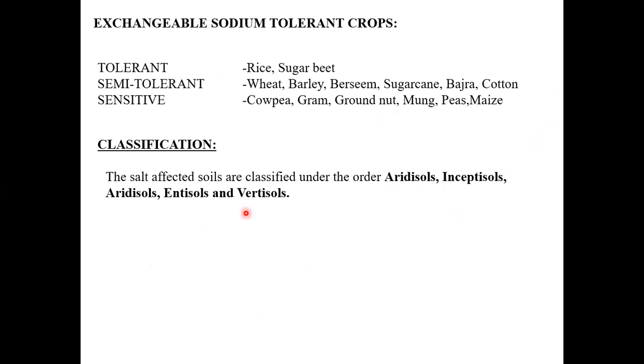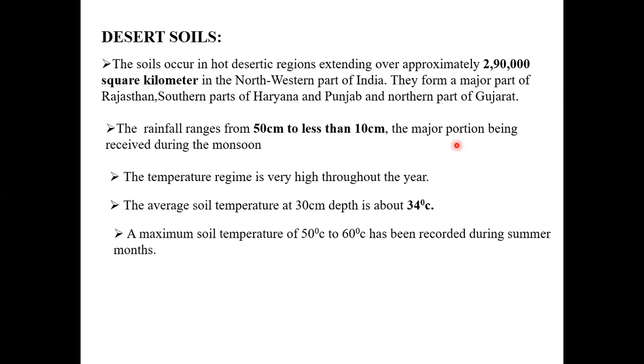To some extent we can expect this in other soils, but mostly this type of soil is observed only in arid zones. Desert soils are completely distributed in desert areas. How much will it be? Around 2,90,000 hectares, mostly in the north and west of India, with the major part located in Rajasthan, some parts of Haryana and Punjab, and northern Gujarat.